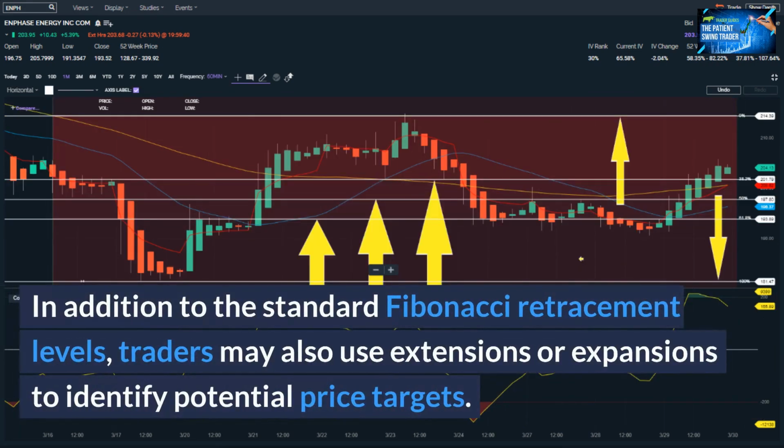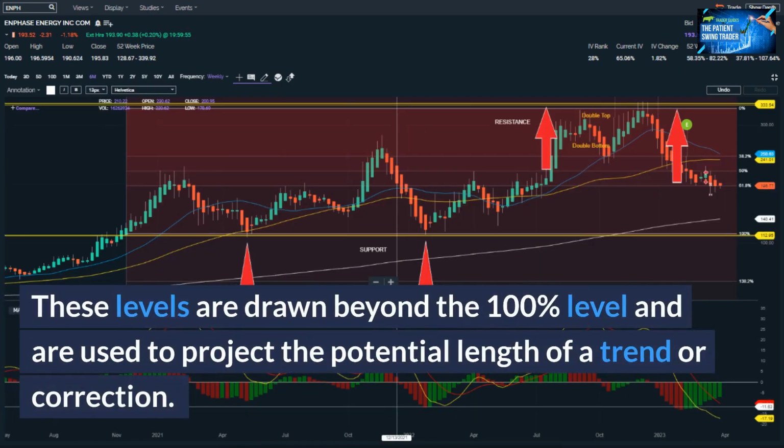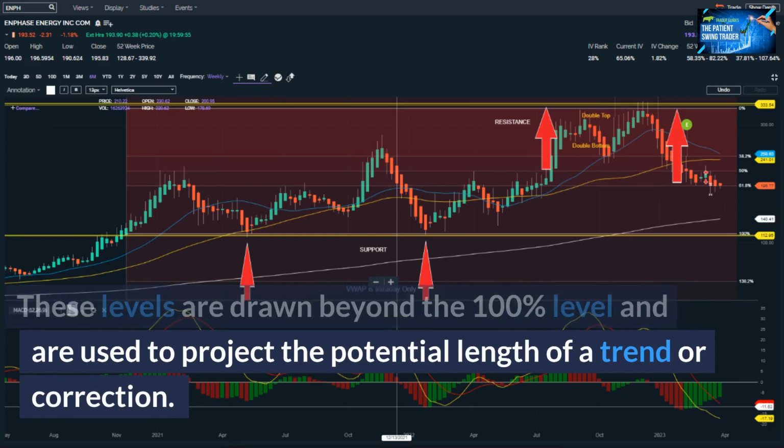In addition to the standard Fibonacci retracement levels, traders may also use extensions or expansions to identify potential price targets. These levels are drawn beyond the 100% level and are used to project the potential length of a trend or correction.